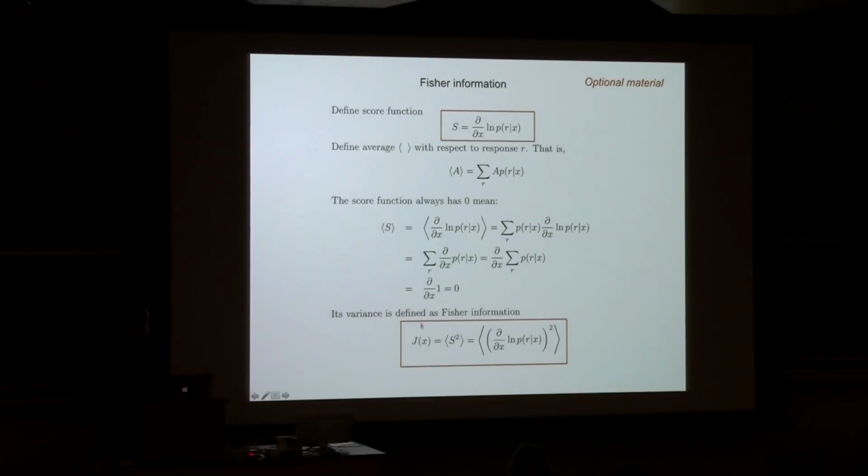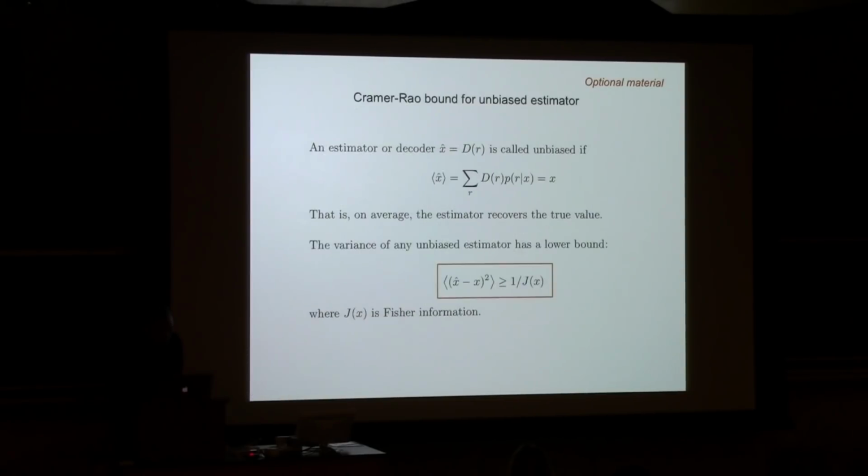The variance of this variable is called the Fisher information. So why is this important? It's important because of the Cramer-Rao bound. If you have any estimator, think about your population vector or your optimal linear estimator: you give me the response and you want to figure out the stimulus. It's just a function that maps your response to a decoded variable, your estimated variable.